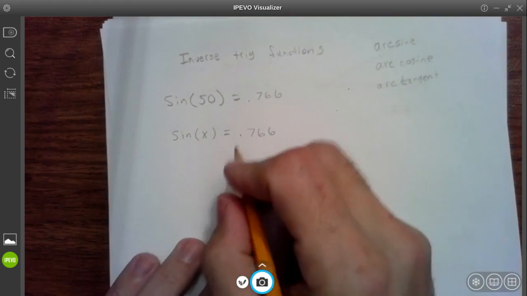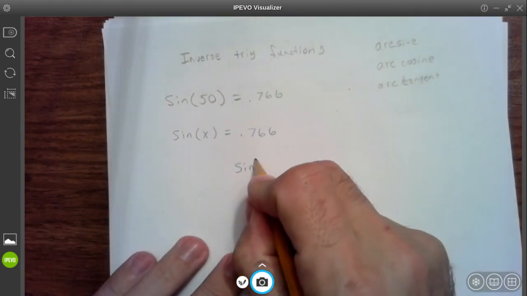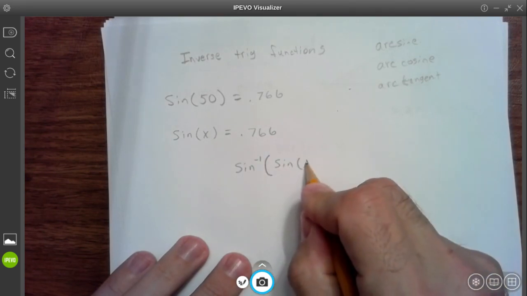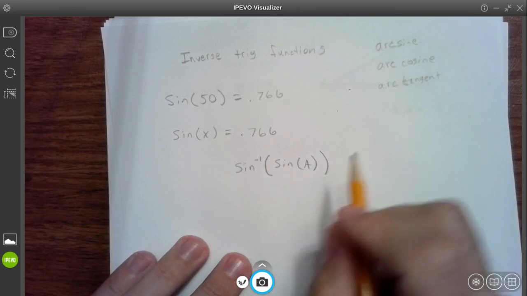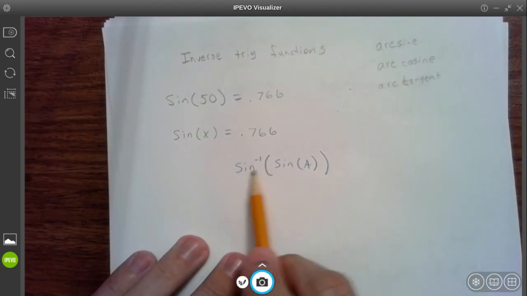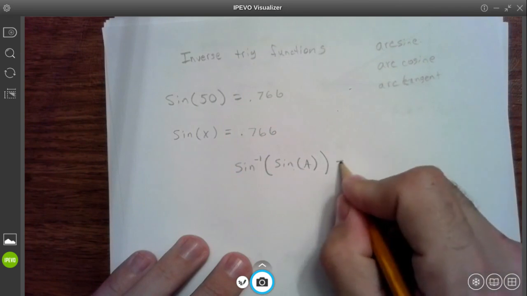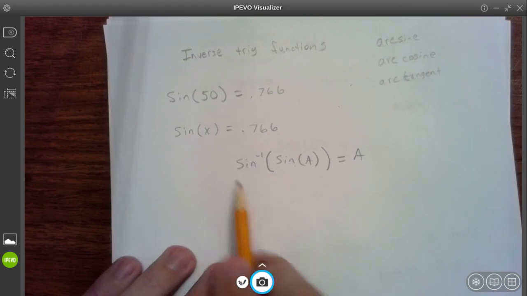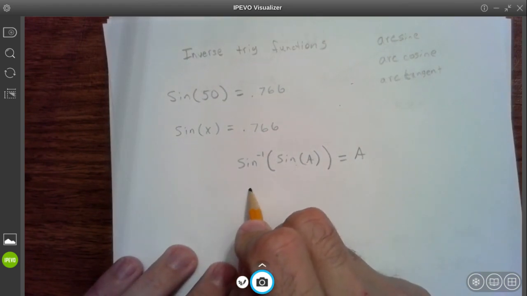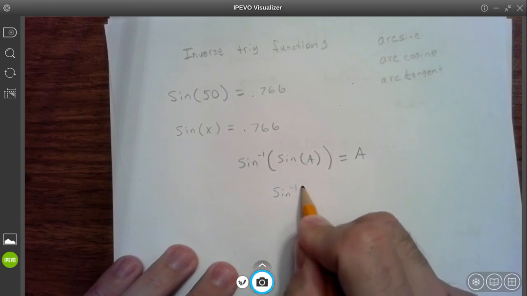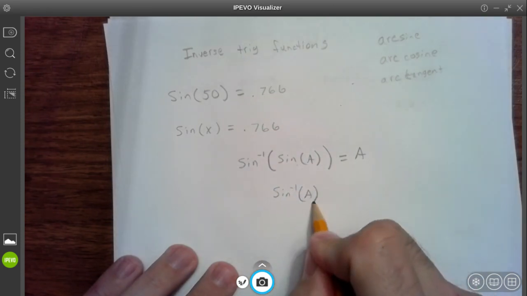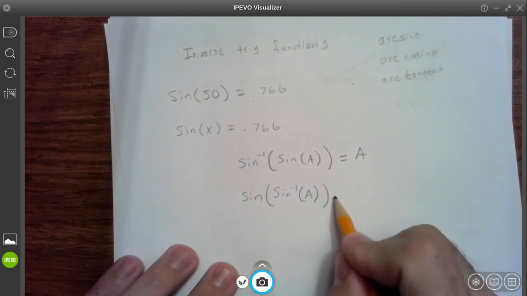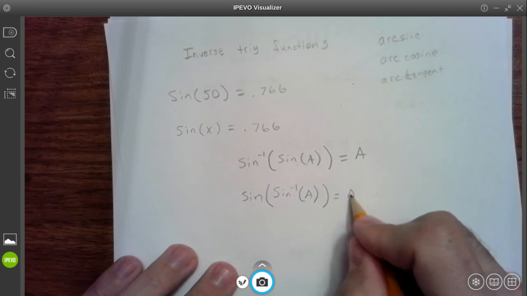The relationship is if you have sine inverse of the sine of some angle, it doesn't matter what it is, these two things will just cancel each other out. So it'll give you the angle that you started with. And it could be applied the other way too. If you had sine inverse of some value and you did the sine to that, they would cancel each other out and you would get A again.